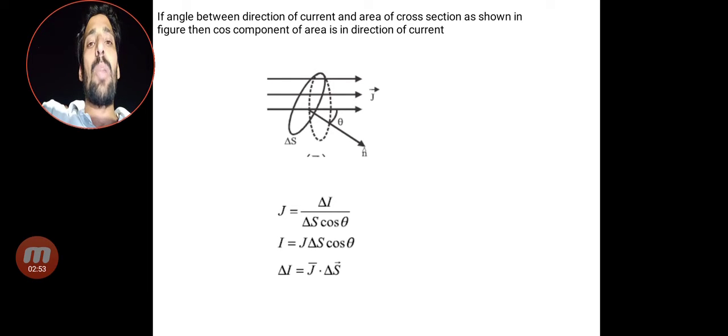If we represent it in vector form, then del I equals vector J dot vector del S. Current density J is a vector quantity. Its unit is ampere per meter square, because it is current upon area. So the unit is ampere per meter square, and you may calculate its dimension from its unit.